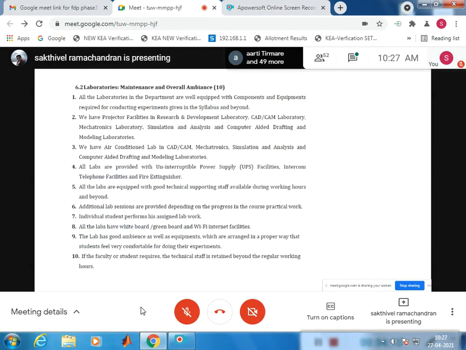Laboratory maintenance and overall ambience. This also accounts for 10 marks. That is, how those labs and research facilities are being maintained, and the general working ambience, starting from air-conditioned labs, fire extinguishers, telephone facilities, UPS facilities, Wi-Fi connections, and internet facilities. What are the things that have been provided in the laboratory to provide a better ambience for teaching and learning, apart from the lab equipment? All this is also taken into account and needs to be mentioned.